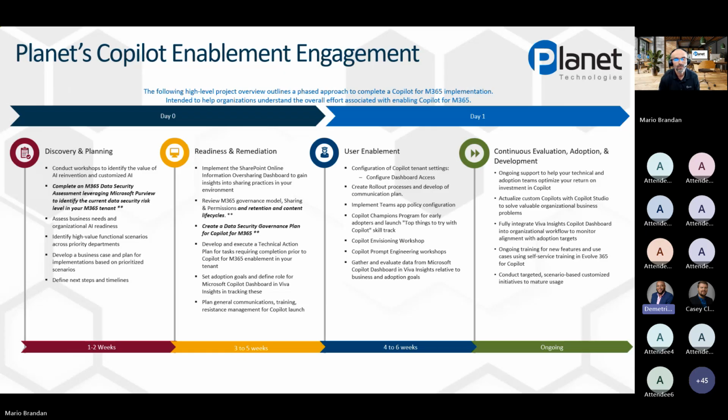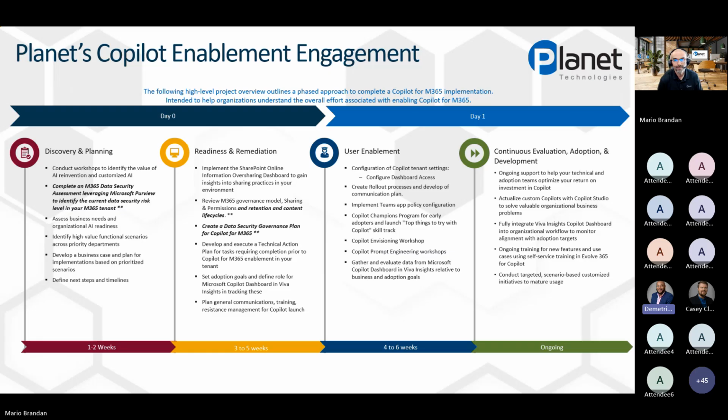As you can see, there are multiple phases under these pillars. You have discovery and planning, right? And discovery and planning is really making sure you can understand, hey, where is Copilot going to be useful in my environment? But also, it's where you actually start doing your initial data security assessment of your M365 tenant.